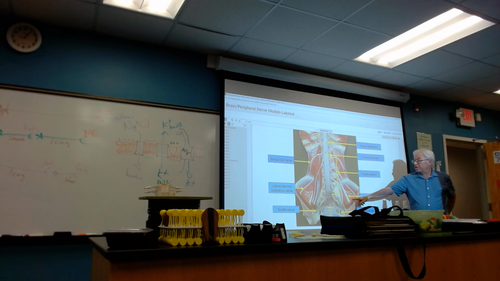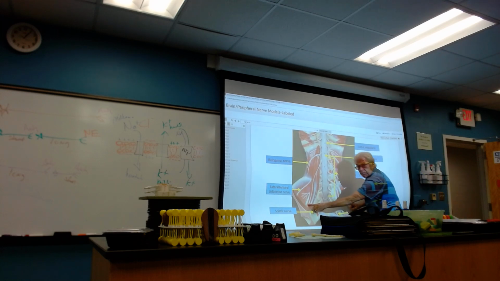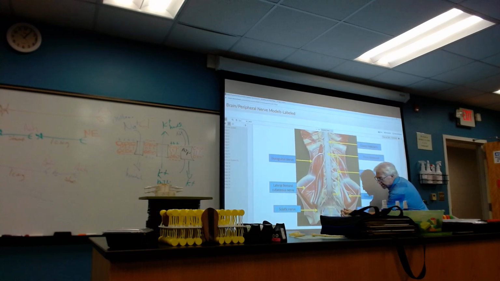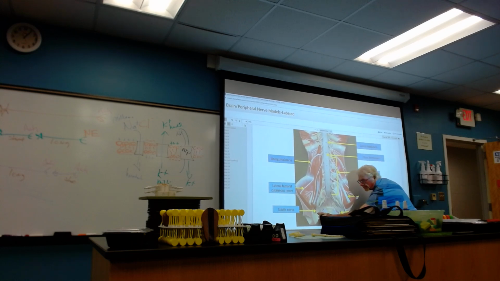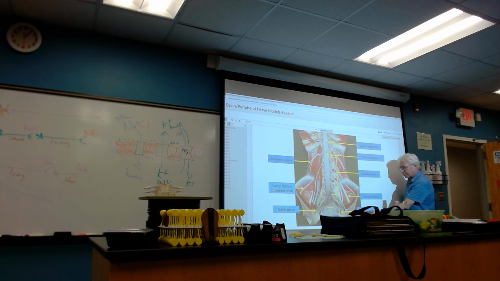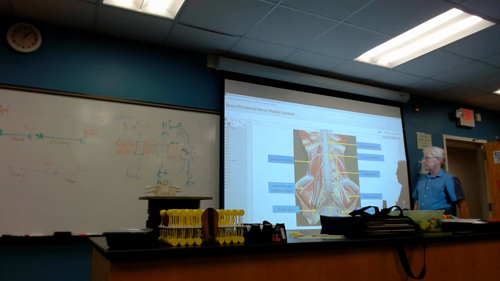Alright. Gee, what's the big one going across my femur? Femoral. What's the big one coming out of my butt? Sciatic. What's the little one coming out of my butt? Obturator. Got it? Big, little, got it? Okay.